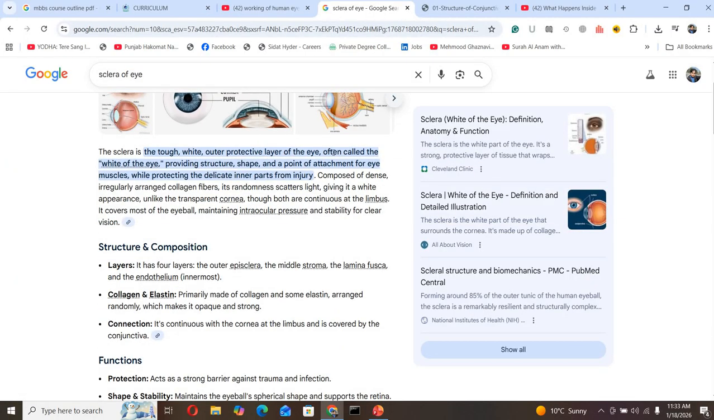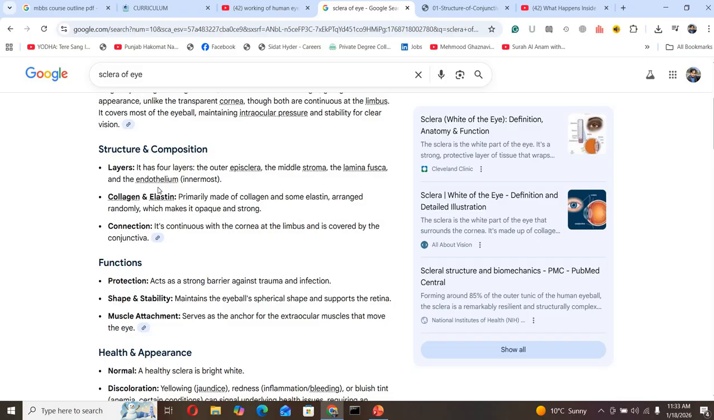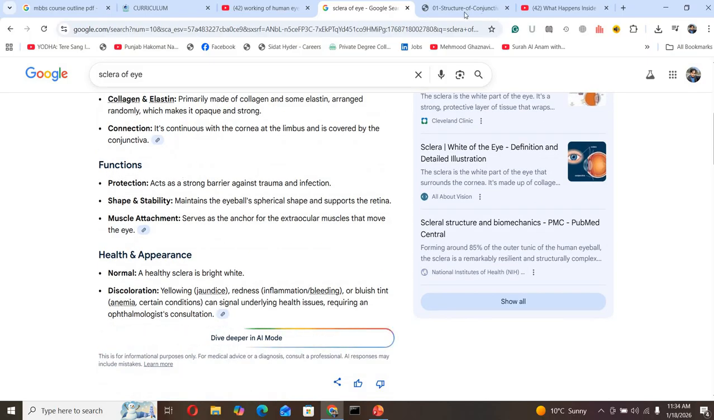It is a tough white outer protective layer of the eye, often called the white of the eye, providing structure, shape, and a point of attachment for eye muscles, and protecting the delicate inner structures. Structure and functions are the following. Muscles are the following.